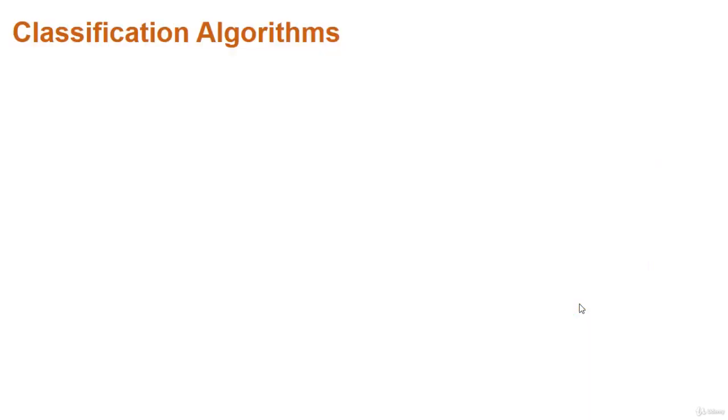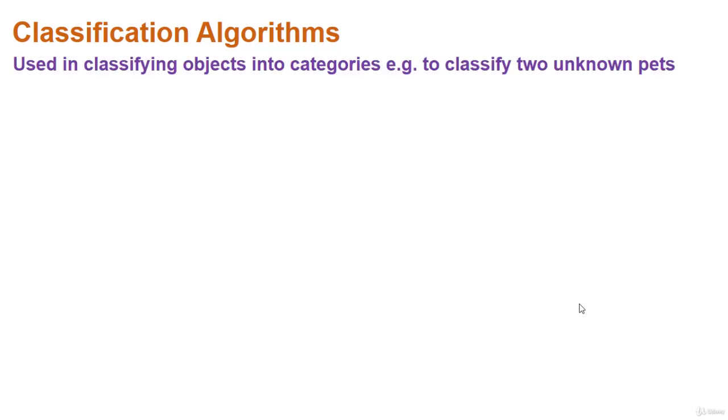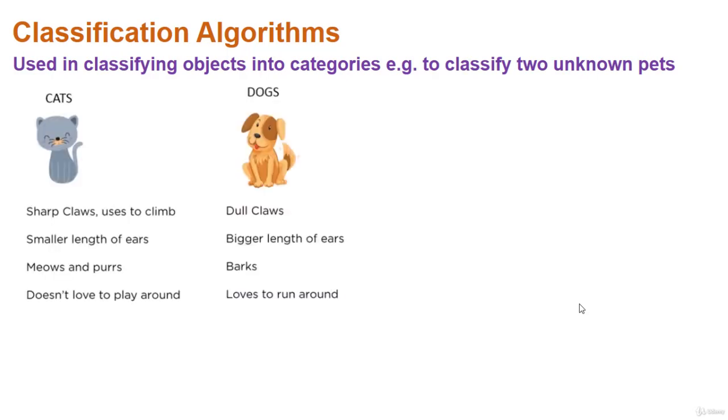Now let us look generally at classification algorithms. Classification algorithms are used to classify objects into categories. And I have an example here which is basically easy to understand. You have an object, but you don't know how to classify it. So for example, you have cats and dogs. Cats have sharp claws which they use to climb, they have smaller length of ears, they mew, and don't love to play around. But dogs have dull claws, bigger length of ears, they bark, and they love to run around.